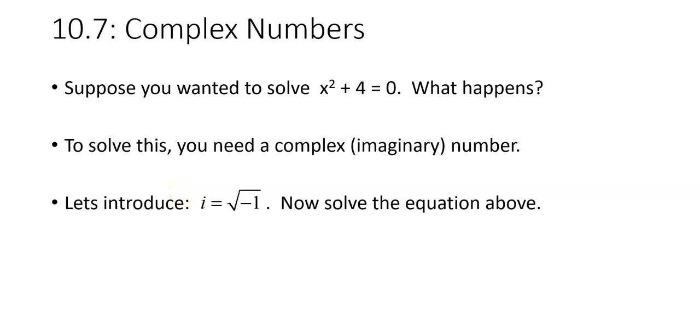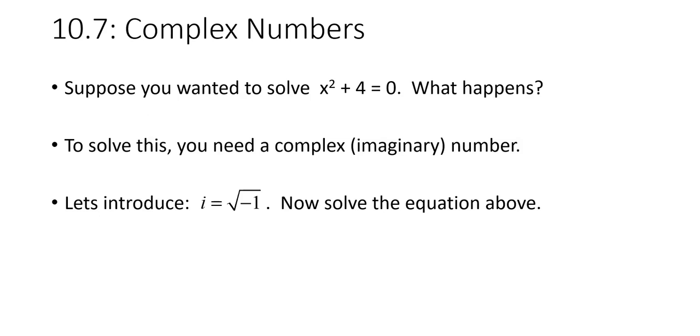This section is still technically part of Chapter 10, but I put it in its own little section because complex numbers introduce us to a whole new set of numbers that we haven't worked with before. If you remember way back when we did factoring, we tried to solve something like x squared plus 4 equals 0, and I said you couldn't factor it over the set of real numbers because it was a sum of two perfect squares. You couldn't find a number that had opposite signs and still multiplied to be positive 4.